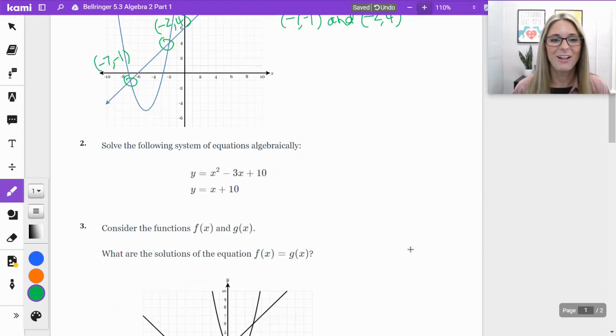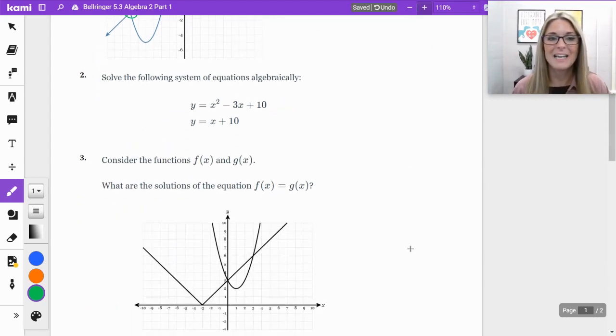Number two, solve the following system of equations algebraically. This is a quadratic parabola, and this is a linear function line. And so to solve our quadratic linear functions, we graph them. So let me grab the calculator and we'll see where these two intersect.